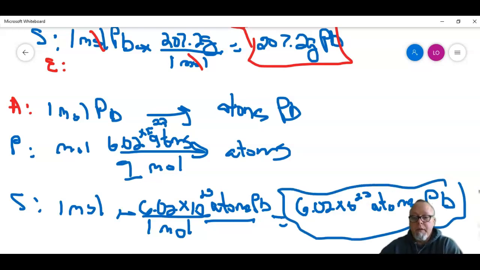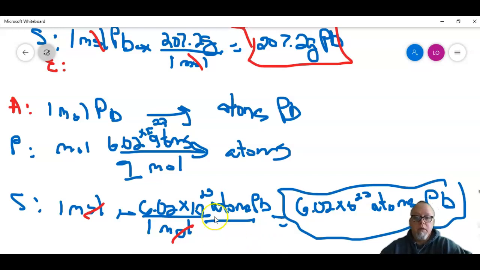But anyway, we have to do our dimensional analysis, just to make sure our units match up. So we have mole divided by mole. That's 1. And we're left with atoms. And that's what we wanted. So that's great. Our molar conversions are no more difficult than that.